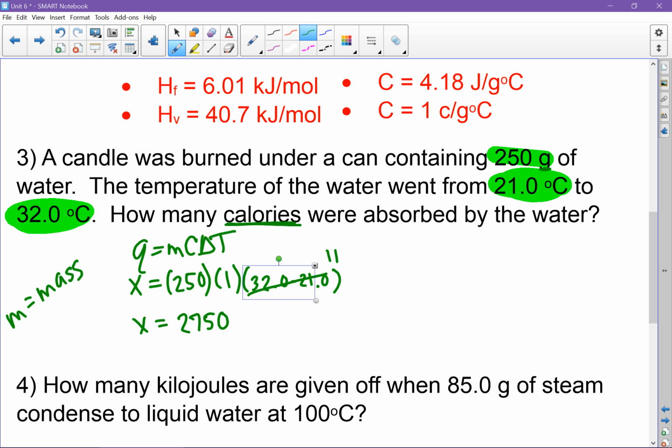Then we're going to take care of our sig figs. So we had 2 here, 3 here, 3 here. We're going to go low. We're going to aim for 2 sig figs. That's right here at the 7. The 5 is going to make it bump up though, so it's going to become 2, 8.